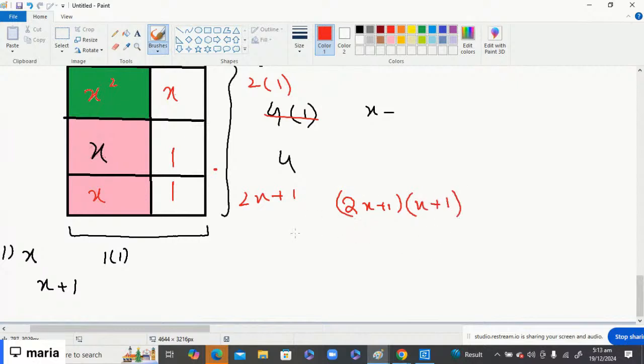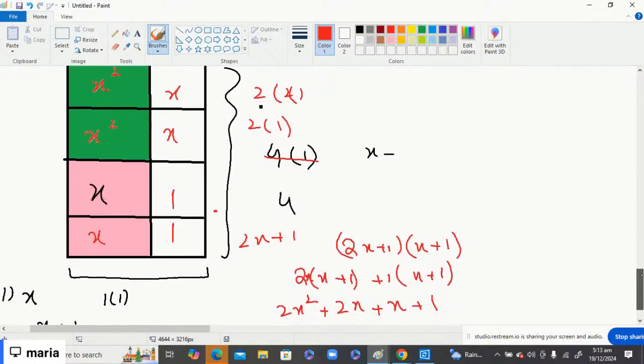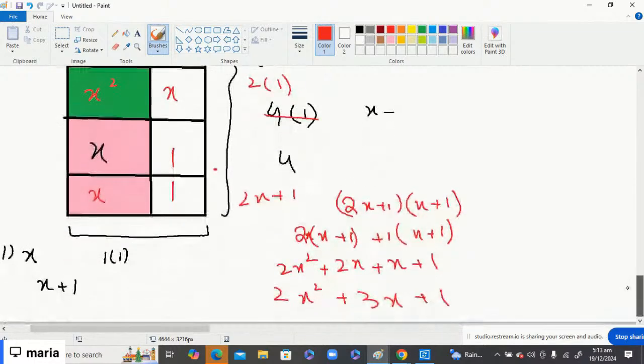So let's suppose we multiply 2x with the x plus 1, and multiply 1 with the x plus 1. Okay, so 2x times x is 2x square, plus 2x times 1 is 2x, x times 1 is x, 1 times 1 is 1. So 2x square plus 3x plus 1. And this is the way that we're going to check.